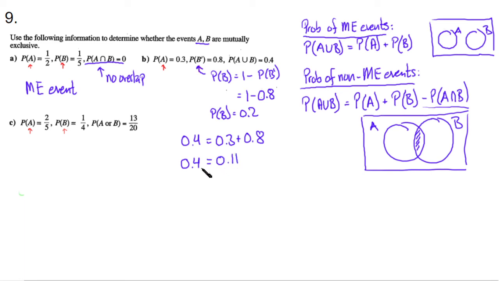What this shows us is that the left and the right-hand side are not equal. What's missing here is the subtraction of that intersection, the overlap. So basically the left-hand side is not equal to the right-hand side, which means that these are not mutually exclusive events.